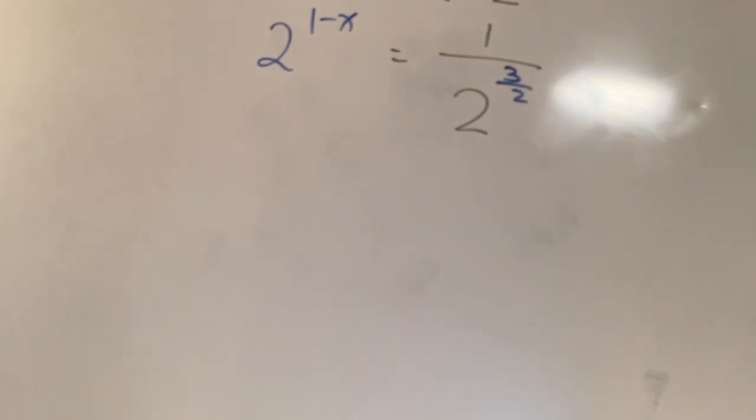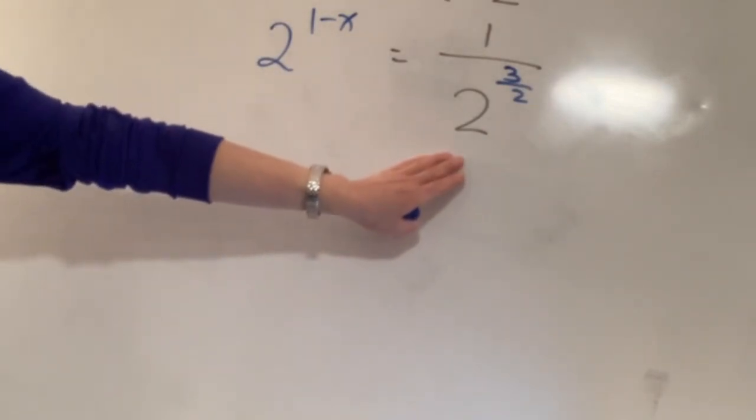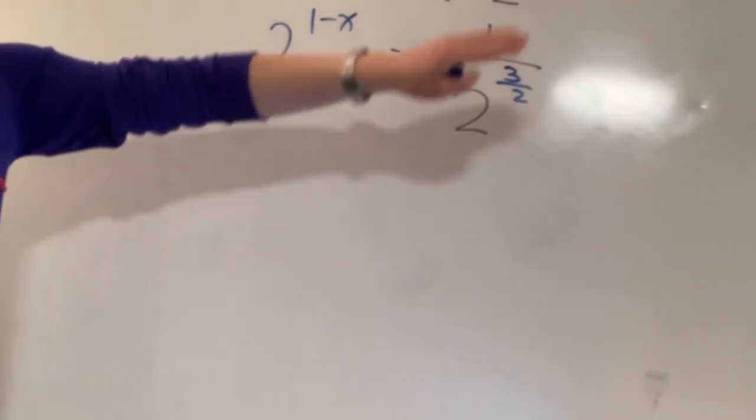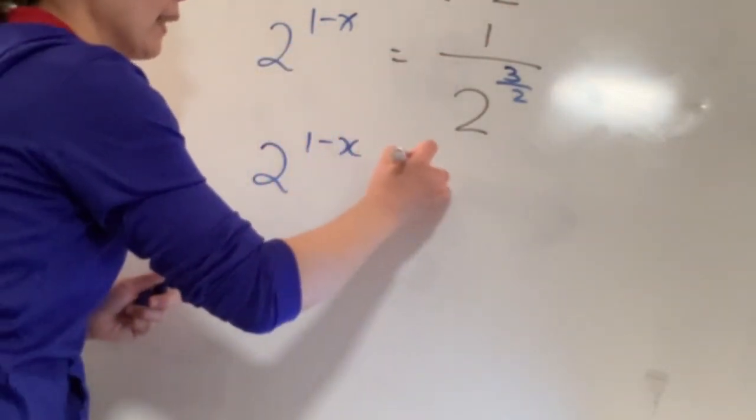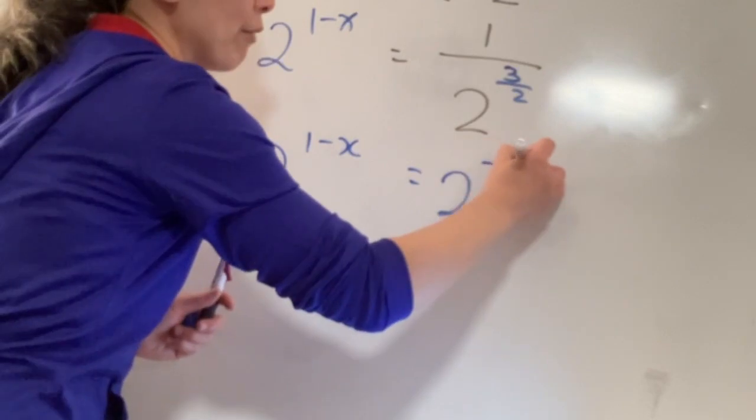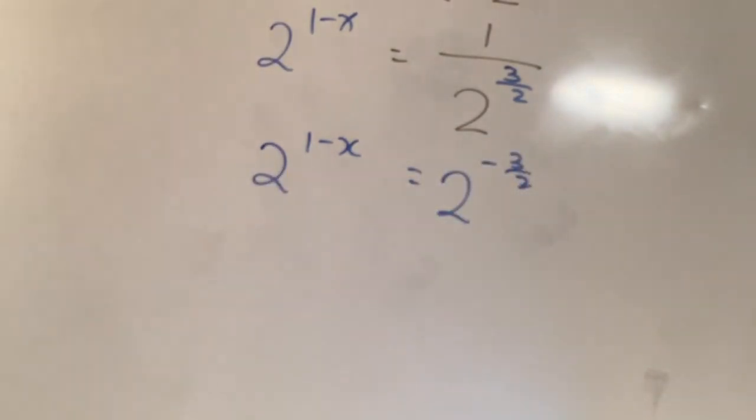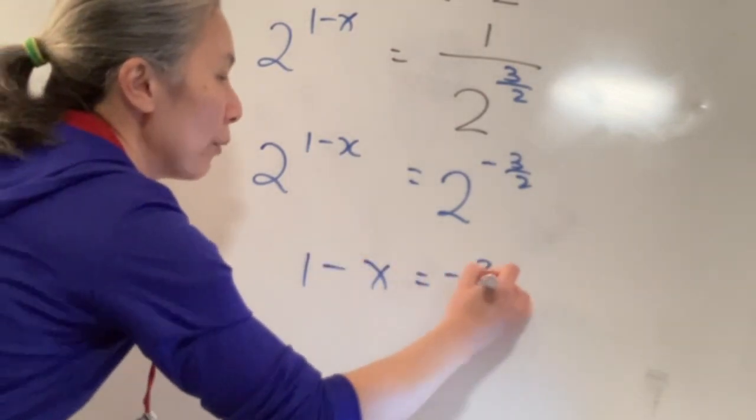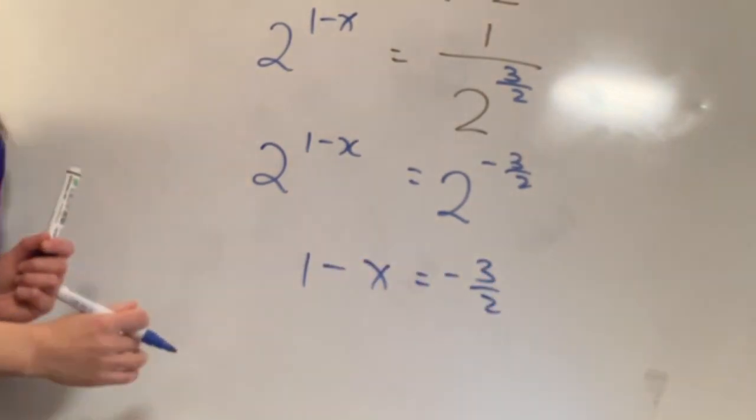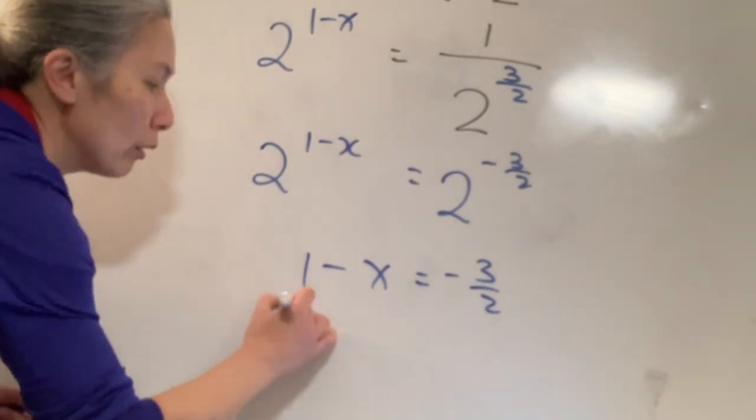Okay, still not good because this term is still on the denominator. Remember on question B, how did I move it up? By negative. So 2 to the power 1 minus x equal to 2 to the power negative 3 on 2. And now you can work it out. So 1 minus x equal to minus 3 on 2. The best way is get rid of the 2 denominator. So multiply it.